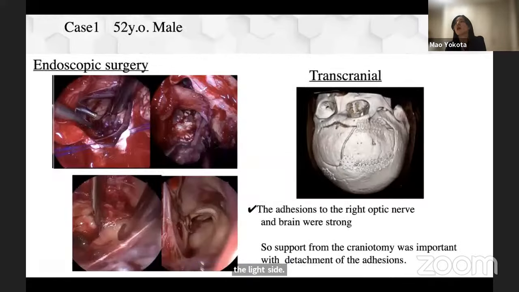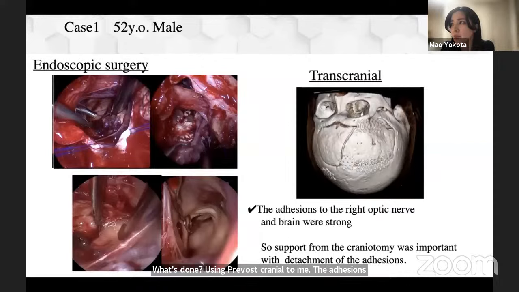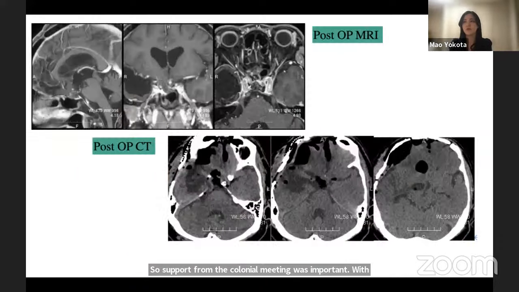This case was done with an endoscopic endonasal approach and an exoscopic right frontotemporal craniotomy, using the previous craniotomy. The adhesions to the right optic nerve and brain were very strong, so support from the craniotomy team was important with detachment of the adhesions. The tumor was removed totally.